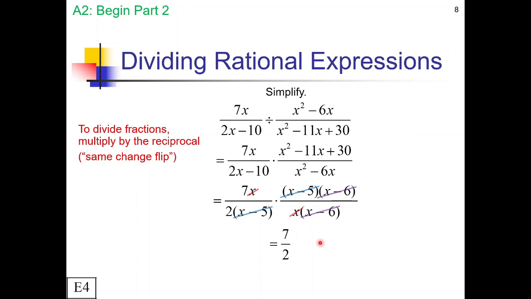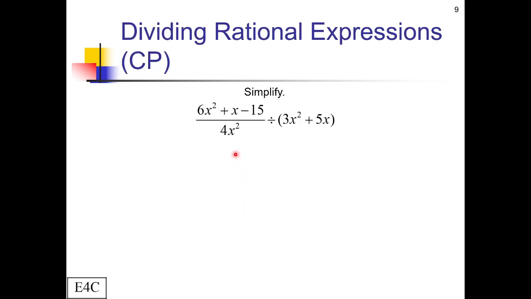We do have to kind of note the things that we've lost along the way, though. So x cannot equal 5 because of this x minus 5. We also don't want 0 for the x, and we don't want x equaling 6 either, because that would also make the original undefined.